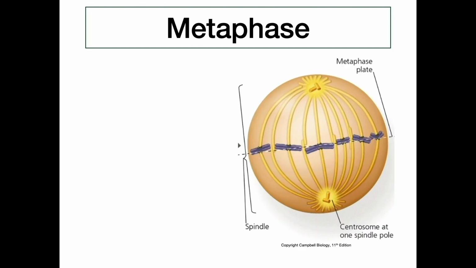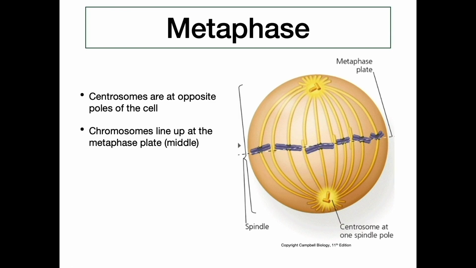So moving on to metaphase. During metaphase, we're going to have the centrosomes relocate to opposite poles of the cell, because later on the chromosomes will get pulled toward these centrosomes because that's where the spindle attaches, so we want them to be on opposite sides of the cell.